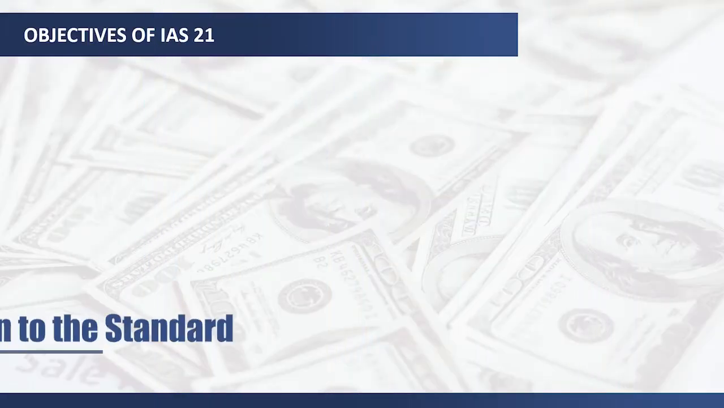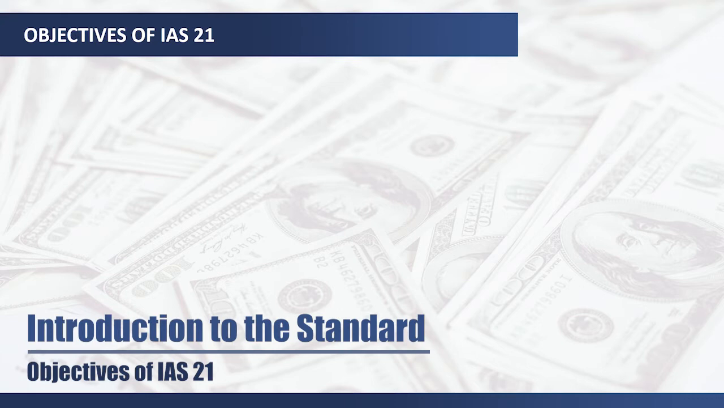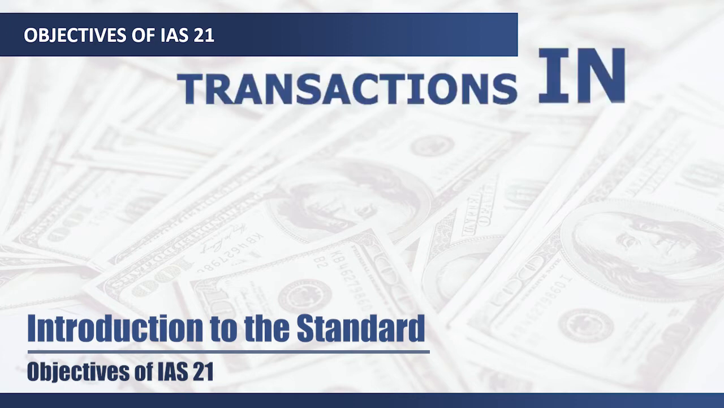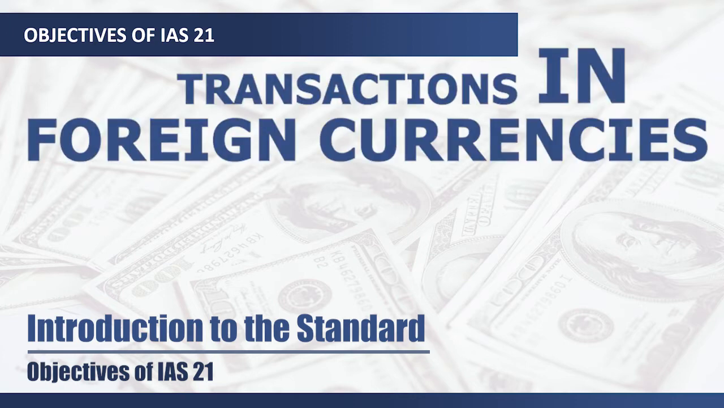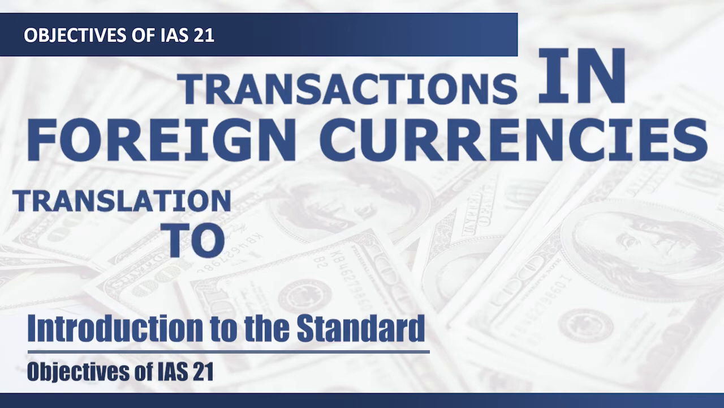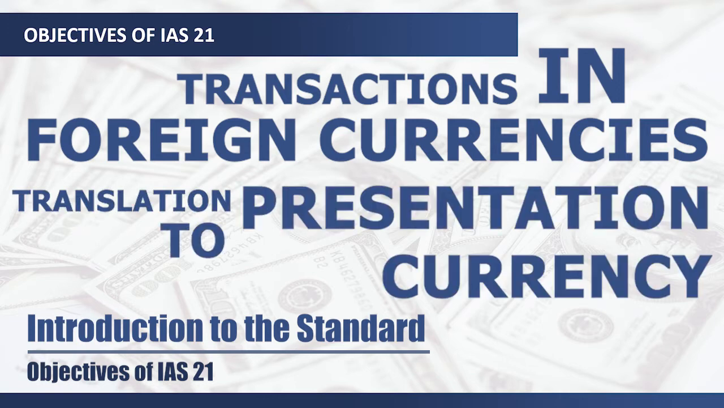IAS 21 covers the effects of exchange rates and translations. The main objectives of this standard are to prescribe how to account for transactions in foreign currencies and how to translate financial statements into a presentation currency.